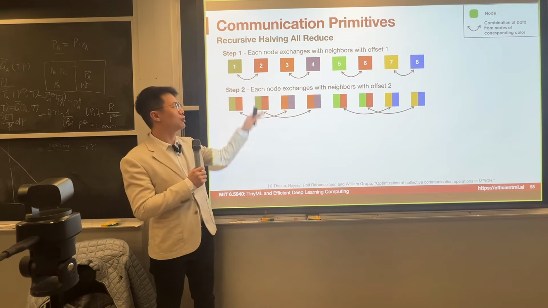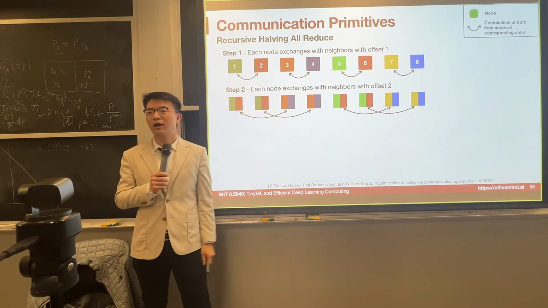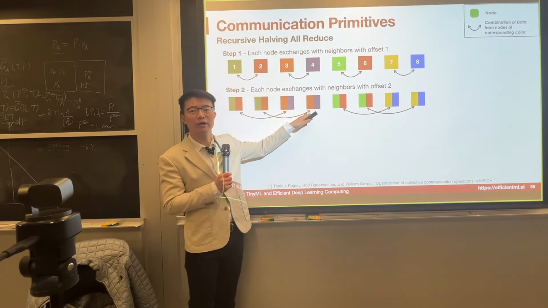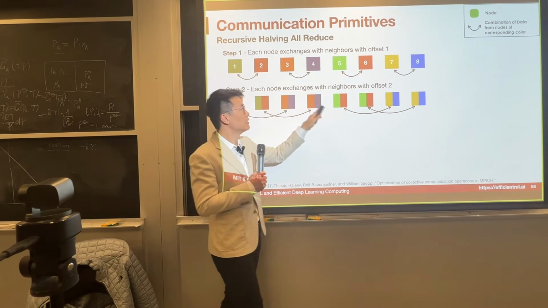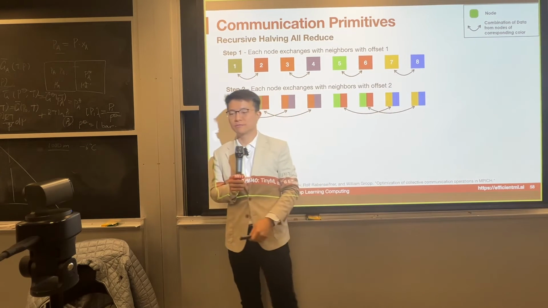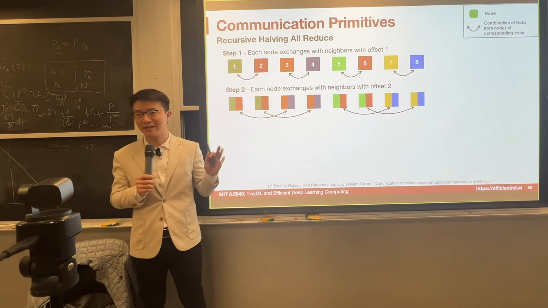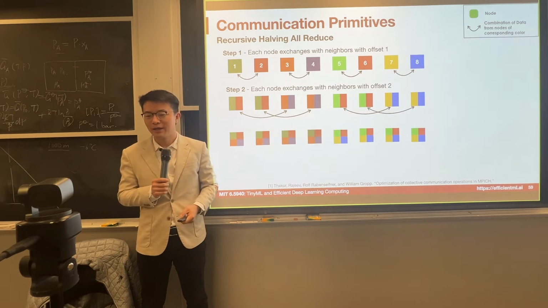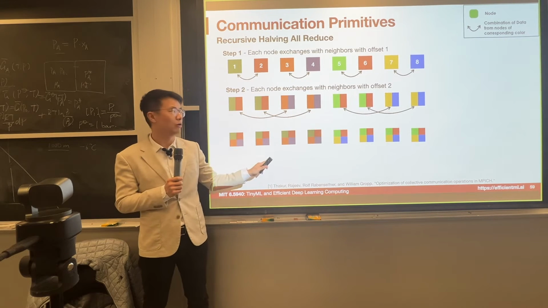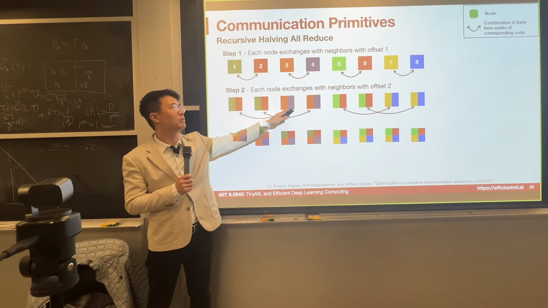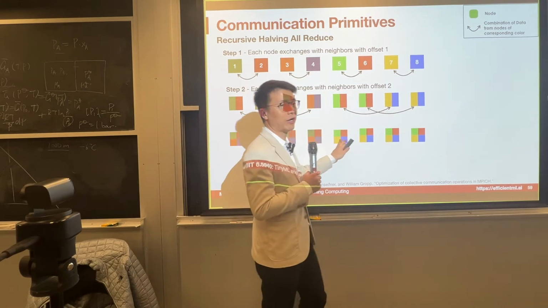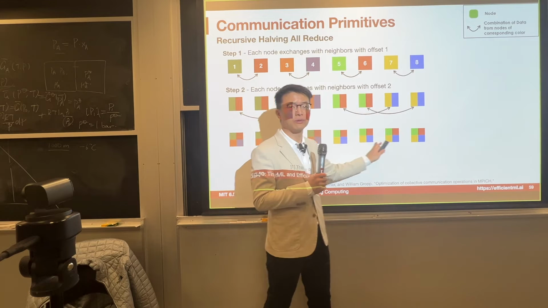Offset of 2. Each node exchanges with neighbors with offset 2. So 1 talks to 3, 2 talks to 4. So that's among these 4 nodes. 5 talks to 7, and 6 talks to 8. So that's about these 4 nodes. It's like getting a tree lookalike. And then we have the information. Node 1 now has the information among all 4 nodes, since part of this comes from node 3, part of it comes from the previous iteration. Similarly, nodes 5, 6, 7, 8 all have the information of each other.